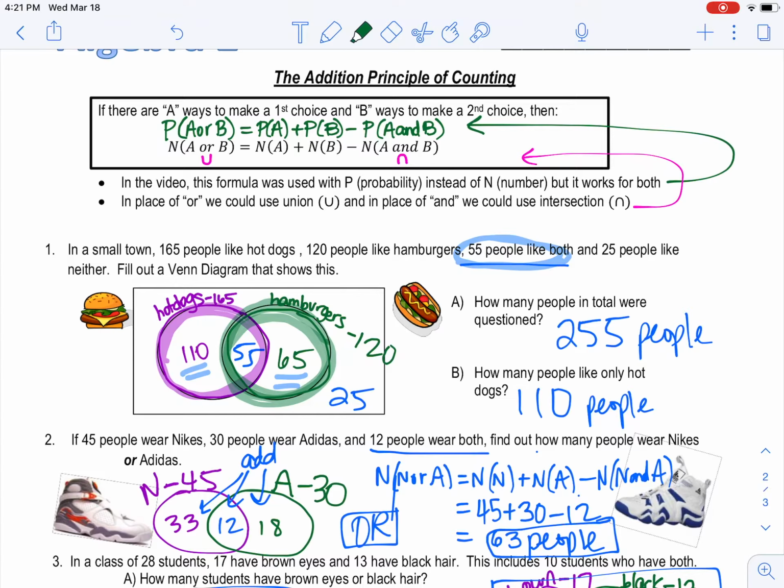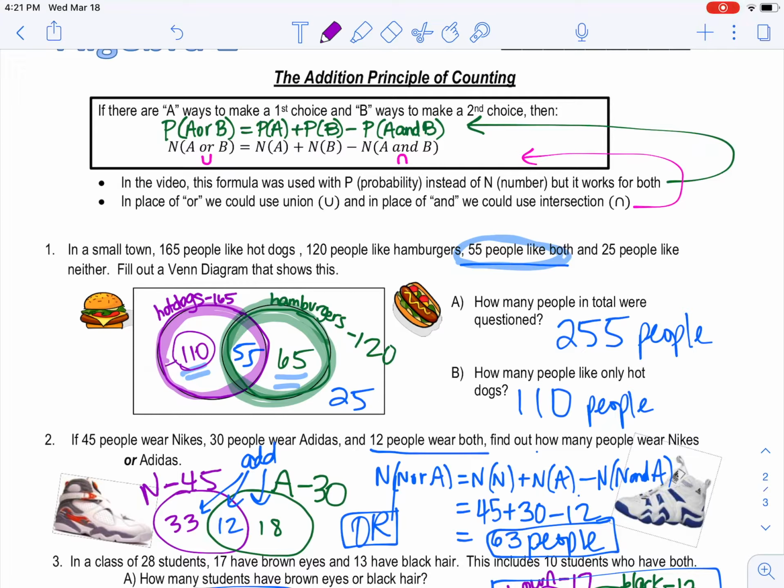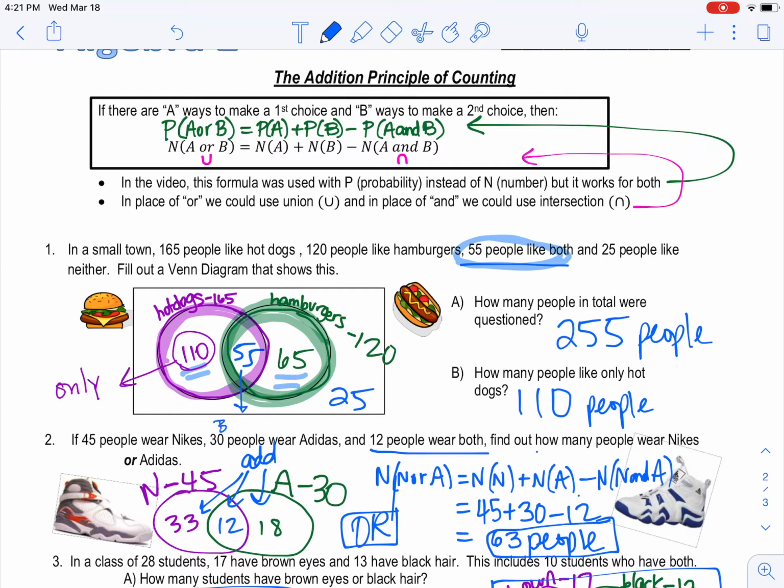What this means is, take a look at this right here. This 110 represents the people who only like hot dogs. They don't mess with burgers, period. And then the 55 people right there, they like both of them. And then this 65 right here represents the people who just like burgers. They only like burgers, they don't deal with hot dogs like that, y'all, okay?